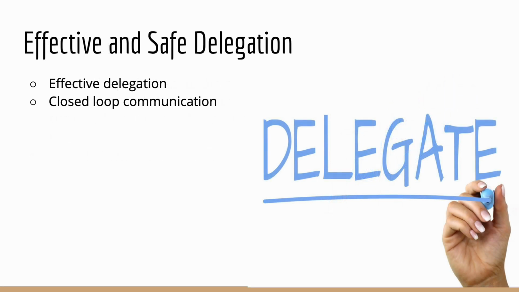The nurse should know what is allowed to be delegated and provide clear instructions to ancillary staff. The staff should utilize closed-loop communication to ensure they understand what is being said or asked of them.